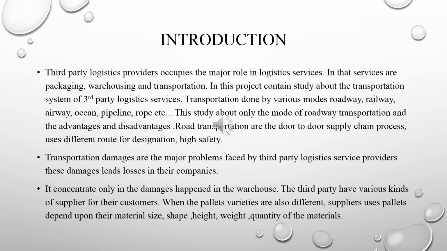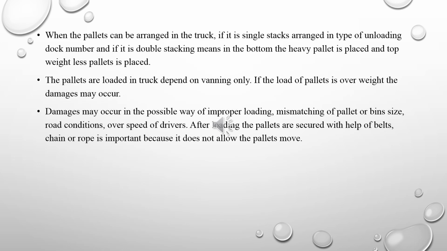The pallet varieties are also different. Suppliers use pallets depending on their material size, shape, height, weight, and quantity of the material. When the pallets are arranged in the truck, if it is a single stack, they are arranged by unloading duct number, and if it is a double stack, the heavy pallets are placed at the bottom and the weightless pallets on top. The pallets are loaded in the truck depending on vanning only.